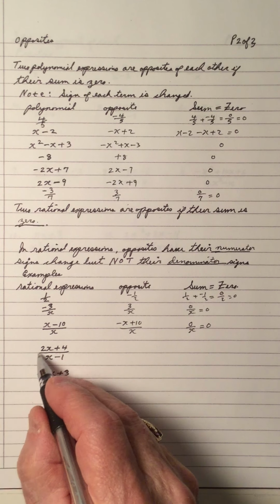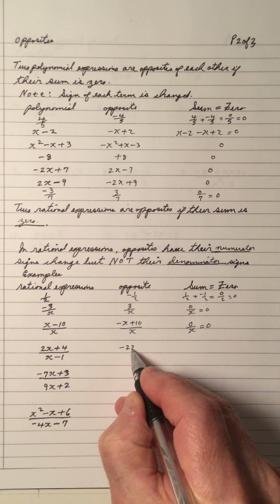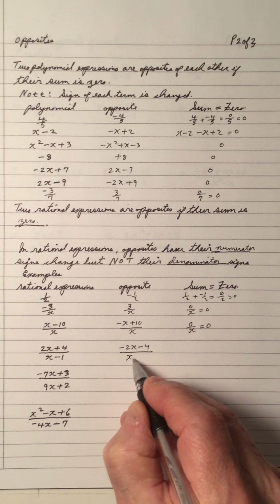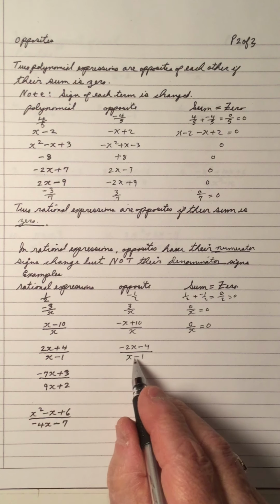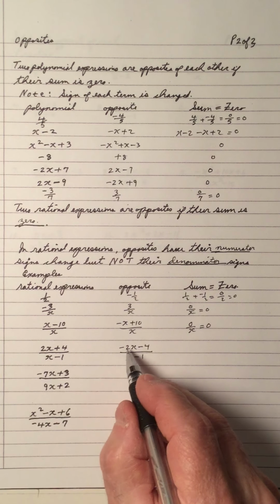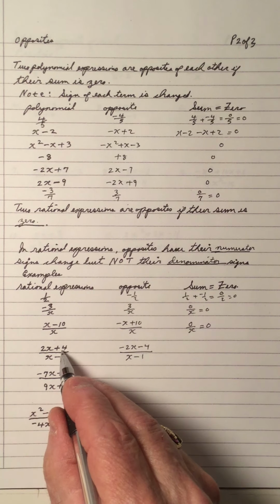The opposite of this rational expression, 2x, opposite is negative 2x, plus 4, opposite is negative 4, all over x minus 1. Notice the denominator signs are not changed, only the numerator signs. 2x add on negative 2x is 0. 4 add on negative 4 is 0, so 0 over x minus 1 is 0.